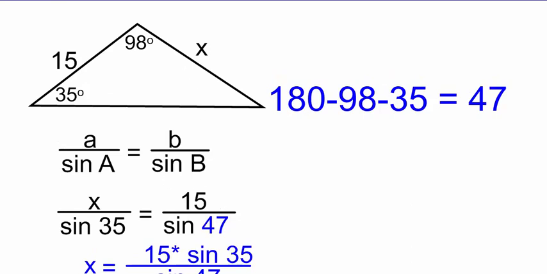And that works out pretty nicely with the numbers I have. If we think about it, I have a 35-degree angle and a side that's about a length of 12. This angle is a little bit wider at 47, and this side is a little bit longer at 15, so that seems to make a lot of sense.